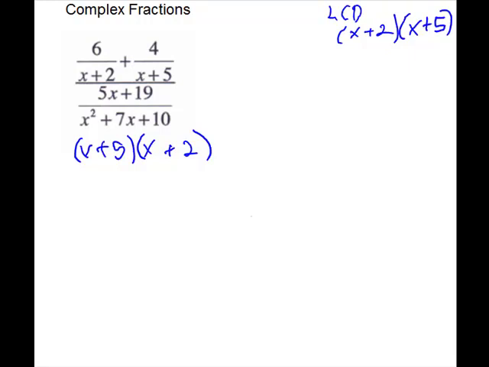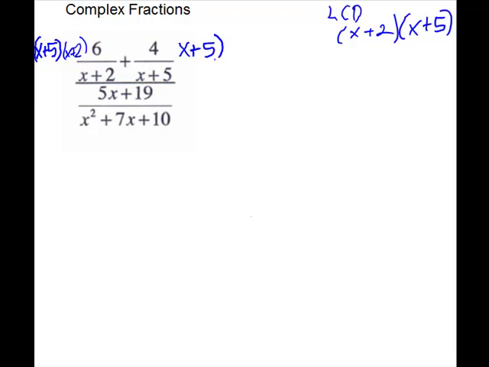Right, I'm going to erase from down here. And we have to multiply by both of those. So I need an x plus 5 and an x plus 2. Right, and now we'll clean up. We'll go ahead and just do this denominator. Remember, I just factored that, and it is equal to both of these.